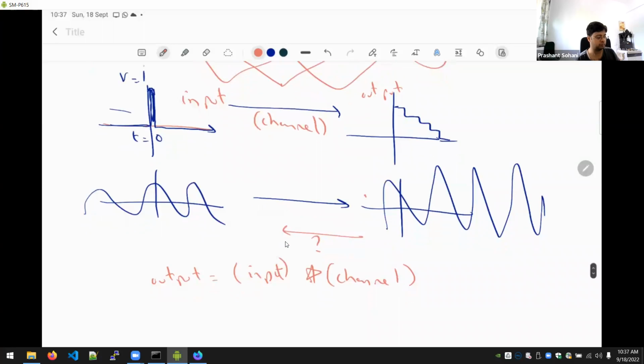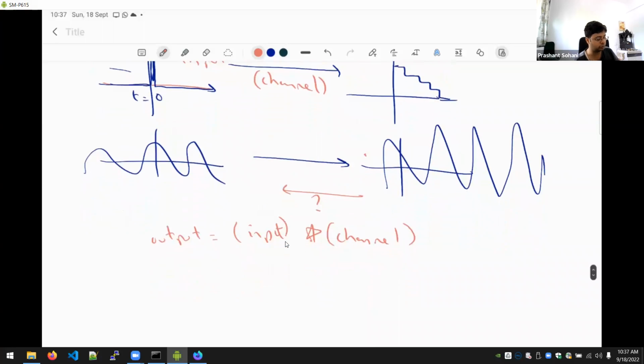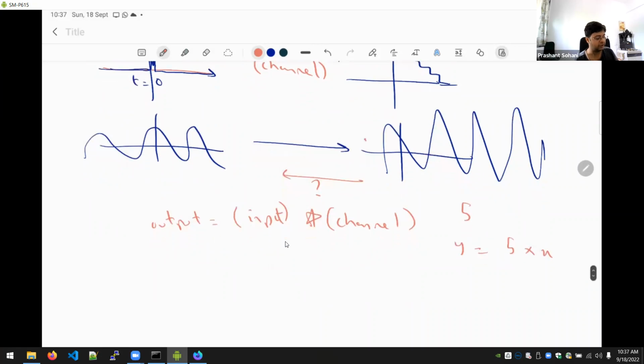Just as in a normal equation, if you know that y is equal to 5 into x, let's say, and you want to find out what x is, if you know y, you can divide y by 5 and you'll get back x. In the same way, you can invert convolution. So if output is input convolved with the channel, then input will be output convolved with the channel inverse.